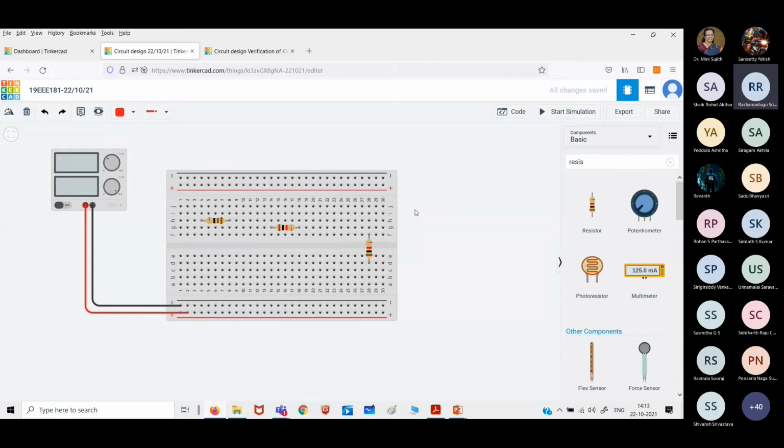Ma'am? Yes, tell me. Ma'am, is the manual experiments 1, 2, 3 that one only, no, ma'am? That one only, the last one. The third one, that is KVL, KCL, yeah.